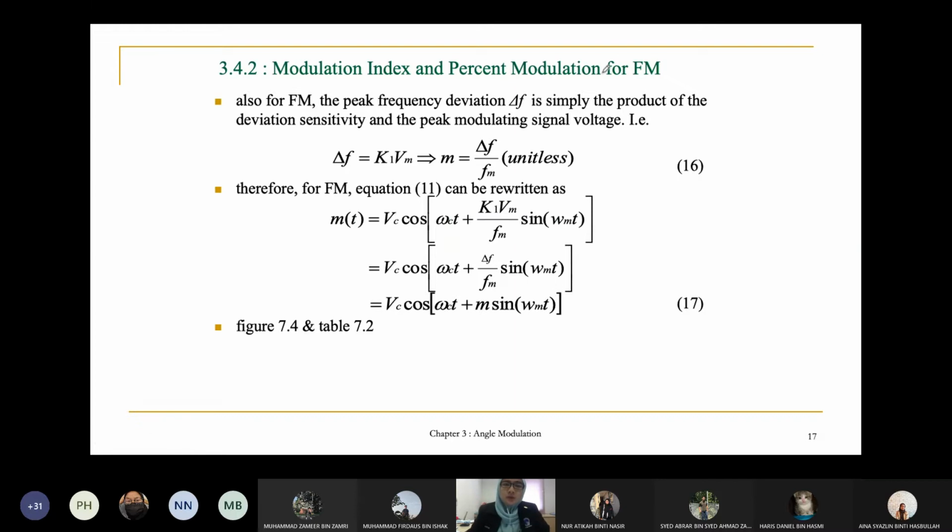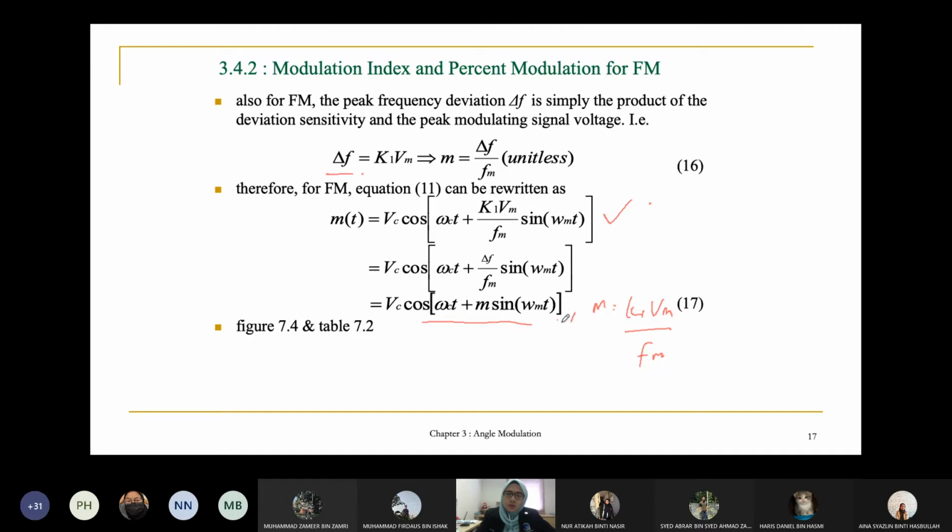And modulation index for FM we also define as delta f. So that's why we have delta f over here. You can define m as delta f over f_m. So from the equation for the frequency modulated wave, you have Vc cos(omega_c t plus k1 Vm over f_m sin omega_m t). You can also write it like this: Vc cos(omega_c t plus m sin omega_m t), where m equals k1 Vm over f_m.